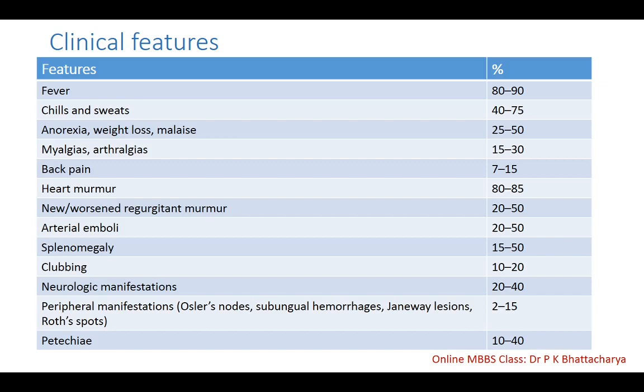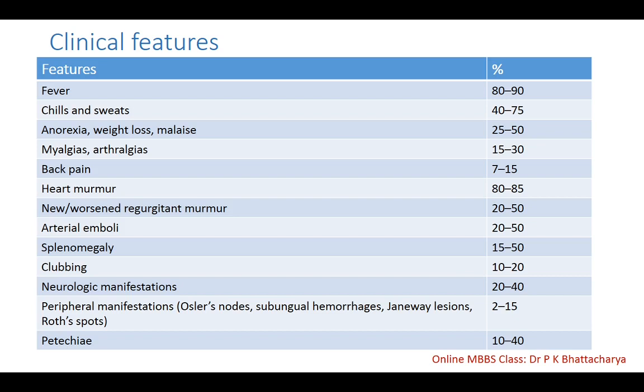To sum up the clinical features, you find fever in almost all of them. More than about 90% of them will have fever, chills and sweats. Constitutional features in up to 50%. Some of them will have body aches, myalgias. Another important thing is the heart murmur. Along with the fever, if you find a heart murmur, it's almost about 85-90% of these people, you suspect infective endocarditis. A worsening or new regurgitant murmur is found in up to 50%.